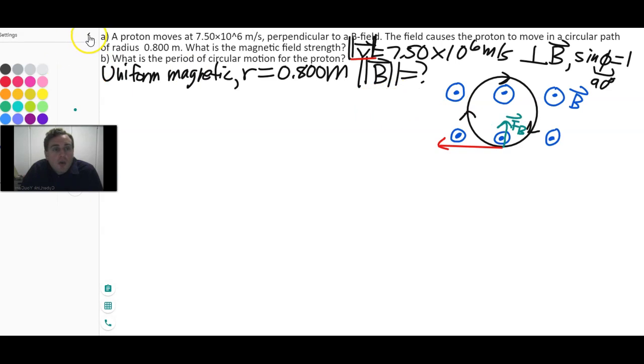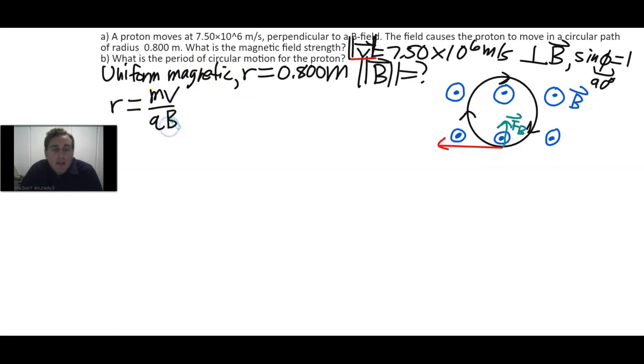If you recall, when you equate the magnetic force vector and the centripetal force vector, one of the v's cancels, and you get this special equation: r is equal to mv over qB. That's the radius of a charged particle moving in a uniform magnetic field. But let's solve this for B. We multiply B up and divide r down. So B, the magnetic field magnitude, is mv over qr. I think we have all the values, so we can just put the numbers in.